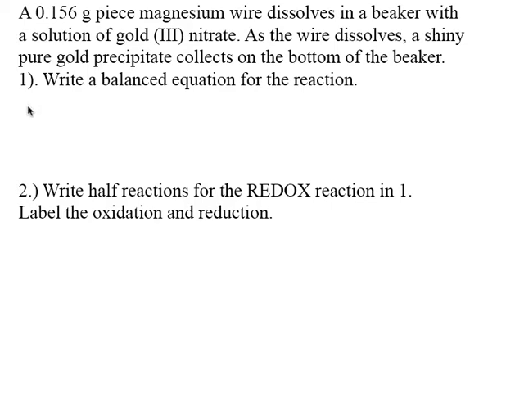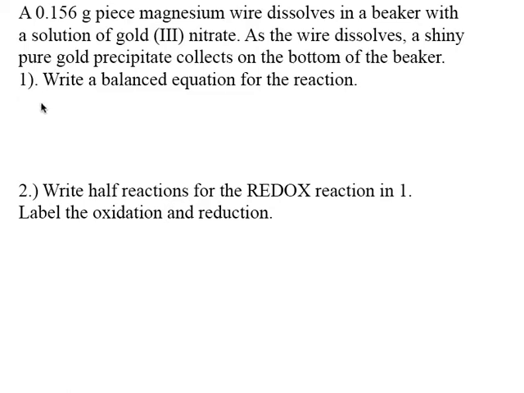Now we're going to do a slightly more complex redox reaction example. We're going to be dissolving magnesium again, and this time we're going to be dissolving it in a solution of gold 3 nitrate. When the magnesium dissolves, a shiny pure gold precipitate forms. So we will start by writing our balanced redox reaction.